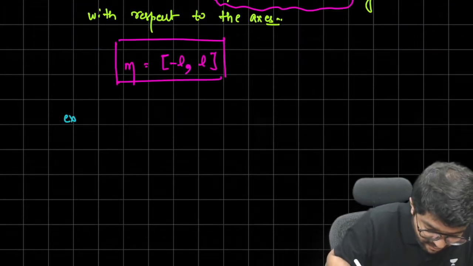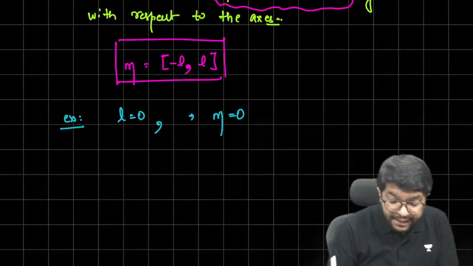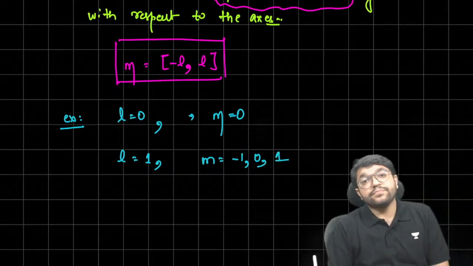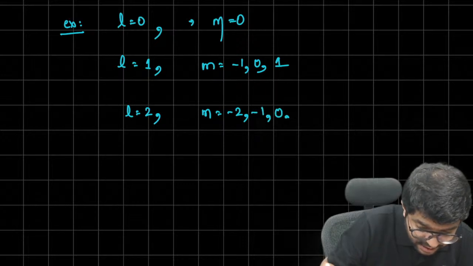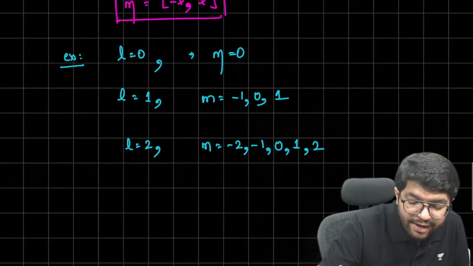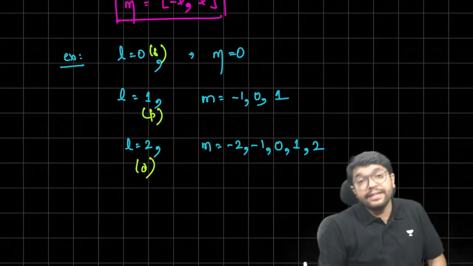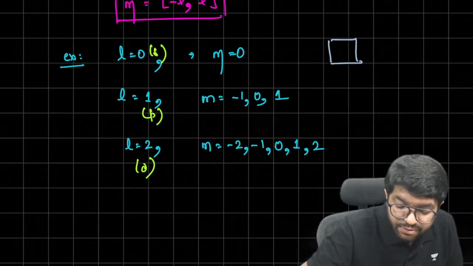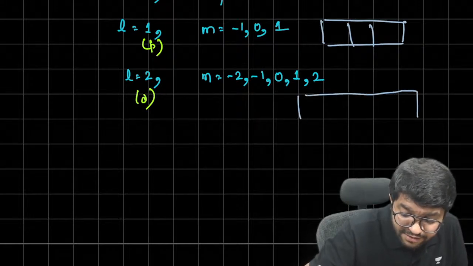Say for example, if my L is equal to 0, M is equal to 0. But if my L is equal to 1, my M is equal to minus 1, 0 and 1. Similarly, if my L is equal to 2, my M is going to be minus 2, minus 1, 0, 1 and 2. Correct? And so on. Since L0 represents S, L1 represents P, L2 represents D, when we say M equals 0, it's one value, so one box. For three values, there will be three boxes. For five values, there are going to be five boxes.